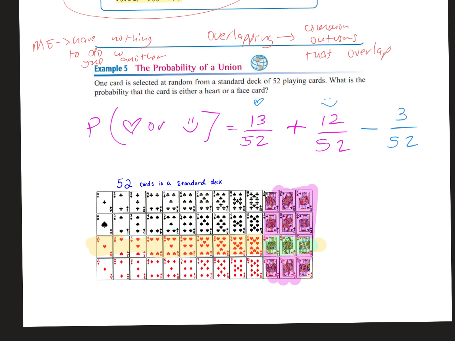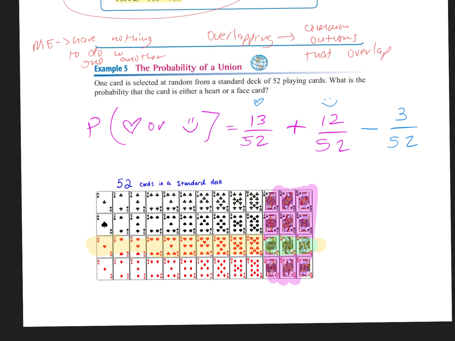If it's mutually exclusive, it's like asking what's the probability of getting a black card, an ace or a queen. Those have nothing to do with each other. There's aces and there's queens, but there's no ace-queens on anything. So anything that's overlapping, you have to subtract that event.